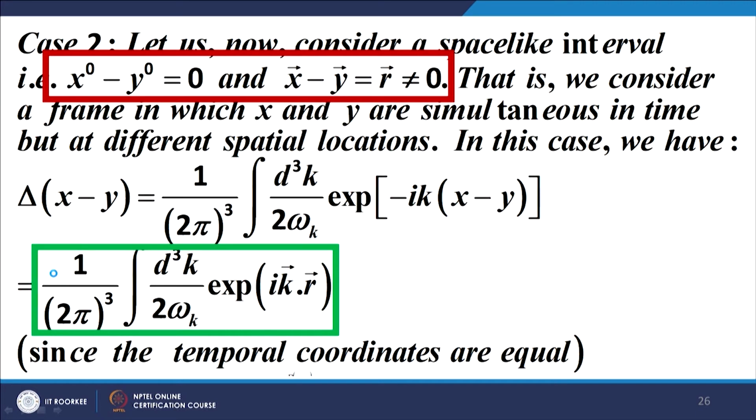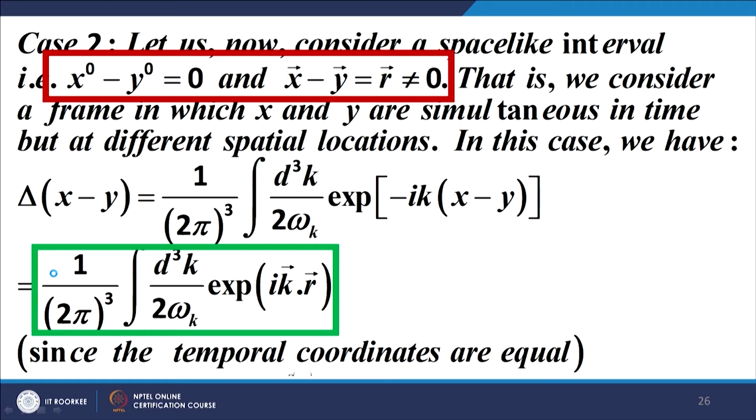When the two points x and y are space like separated, we can always find a Lorentz frame in which they are instantaneous in terms of time, but they occur at different points in terms of space. So, we can write x 0 is equal to y 0 in that particular frame, but we have x minus y is equal to r, the spatial difference between the two.